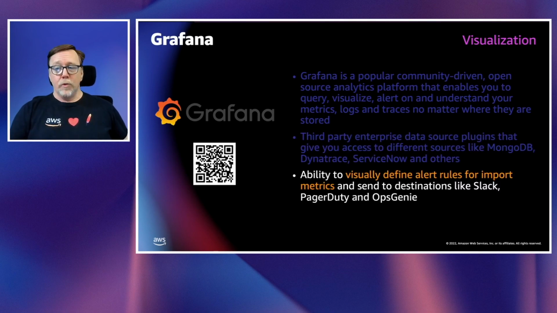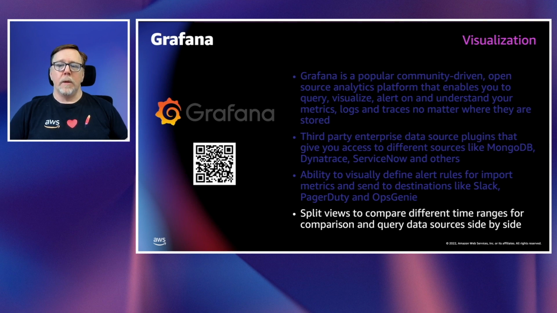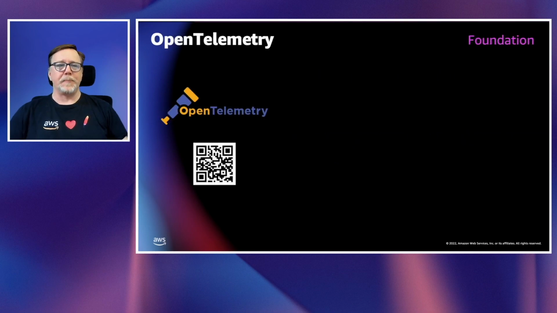You can define alert rules. So again, alerting is a key capability within the observability stack. You want to be able to send out alerts when things go wrong. With Grafana, you can send alerts to places like Slack, PagerDuty, and Opsgenie. You can also work with different time ranges. That gives you the ability to kind of drill in and understand now versus then.